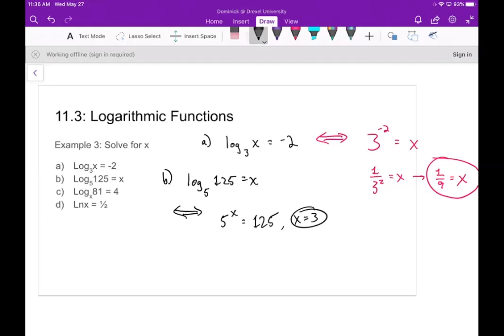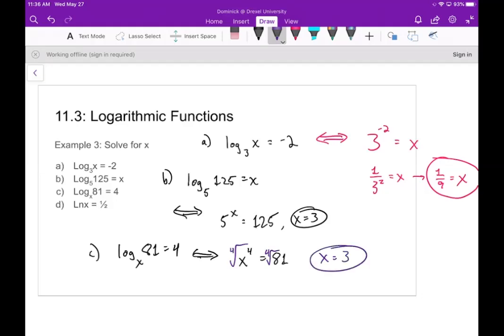Okay, part C, we have log base x of 81 is equal to 4. So if we convert this, we get that x to the fourth is equal to 81. So here, if we take a fourth root, you'll eventually find that x is equal to a positive 3, right?